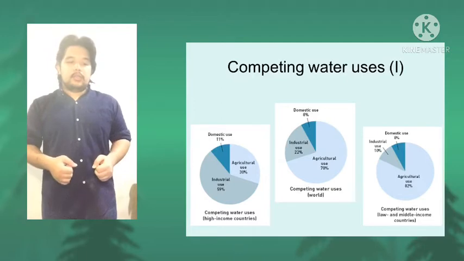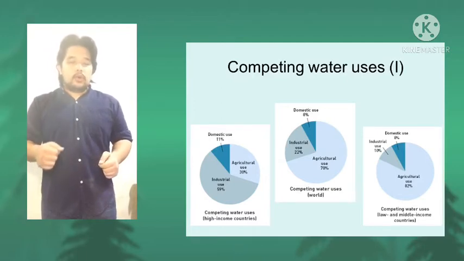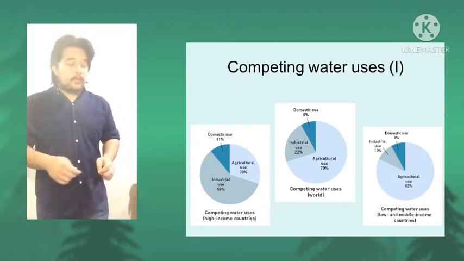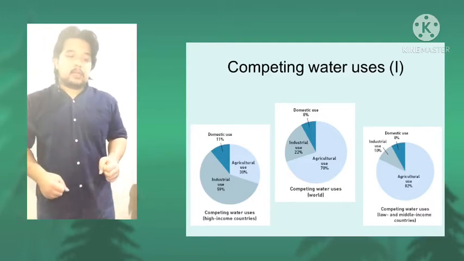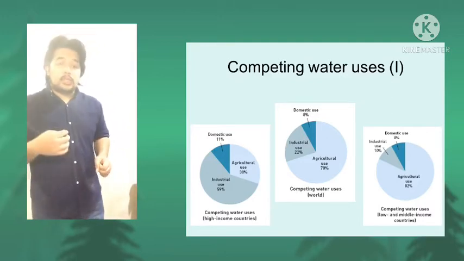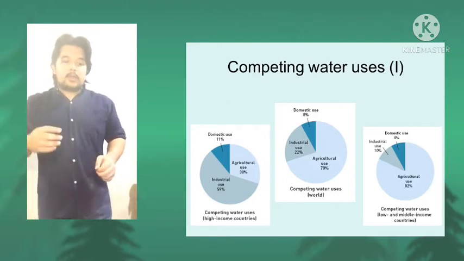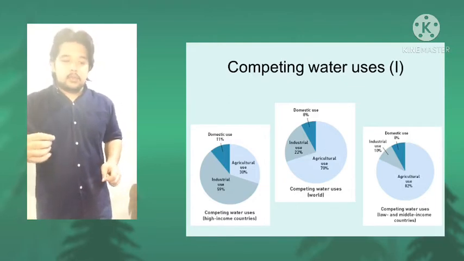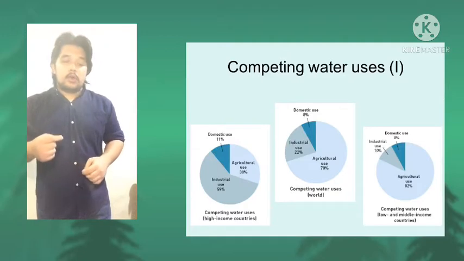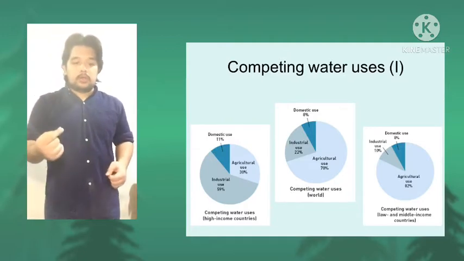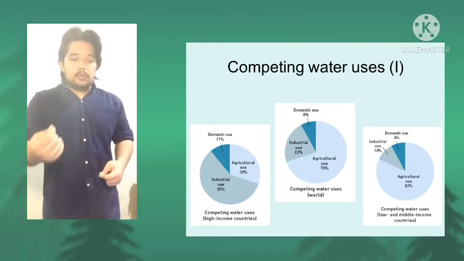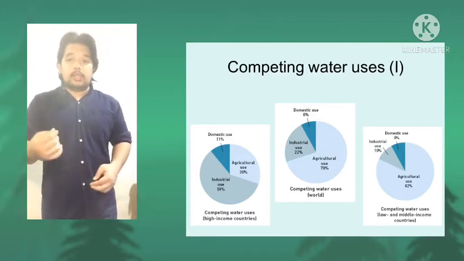So as you can see, the high income countries use more water, 59%, than low and middle income countries, which is only 10%. It is because high income countries want to produce more products or more technology, and it also requires more water. The more product you produce, the more water you'll need.